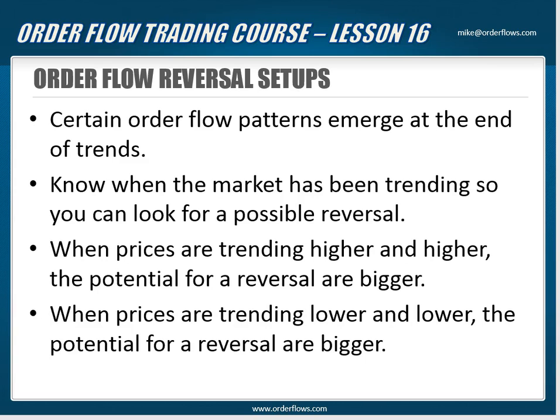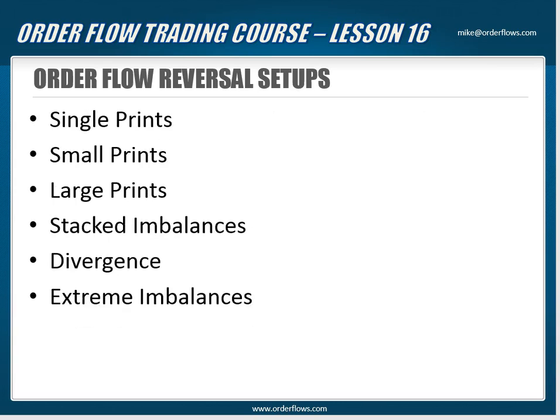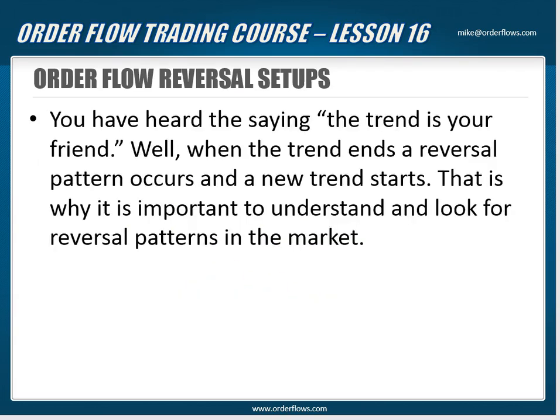So when prices are trending higher and higher, the potential for a reversal is bigger. When prices are trending lower and lower, obviously the potential for reversal is bigger, because at some point it's going to stop. You throw a ball in the air, it's going to reach the point of inflection where it stops and begins its descent. So what are the reversal setups that I'll talk about here? Single prints, small prints, large prints, stacked imbalances, divergence, and extreme imbalances.